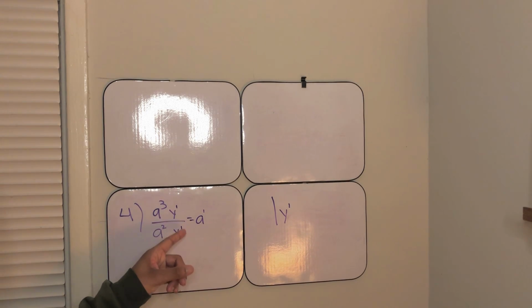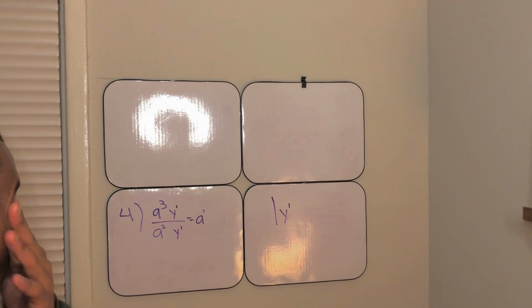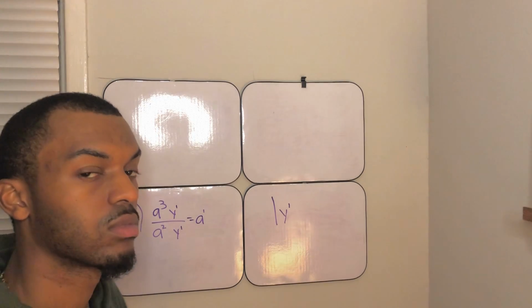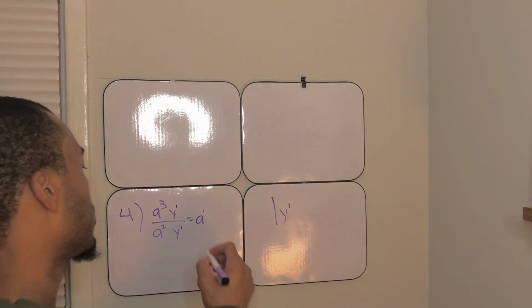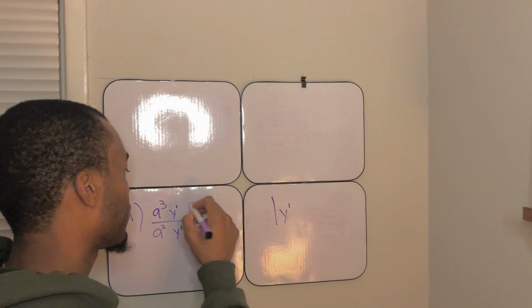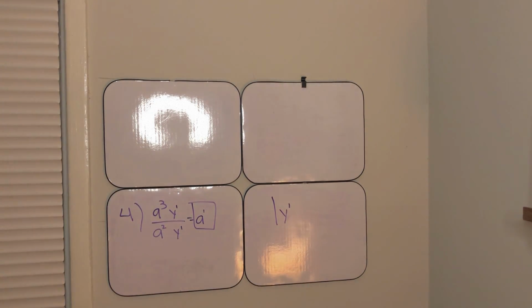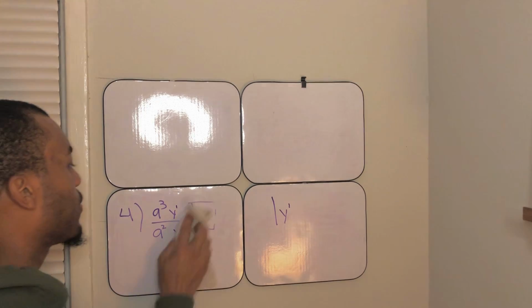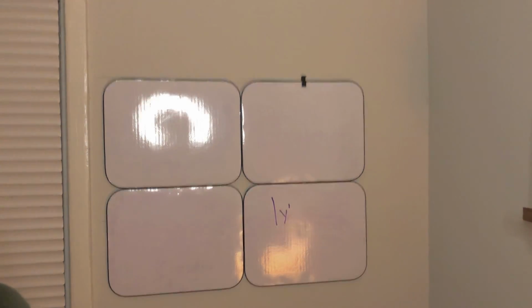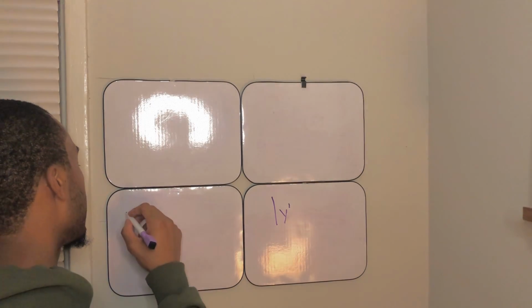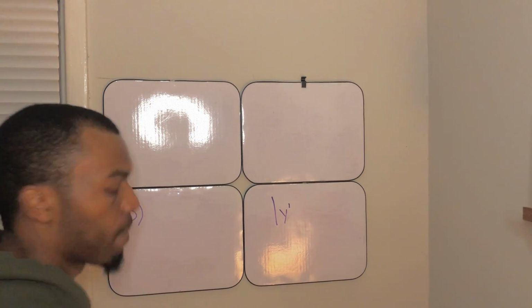And y to the 1 minus y to the 1 is just going to be 0. It's just going to be y to the 0. So the answer for this problem is just a to the 1st. And again, if you're confused, the more you go through the arithmetic, the easier this type of stuff gets.